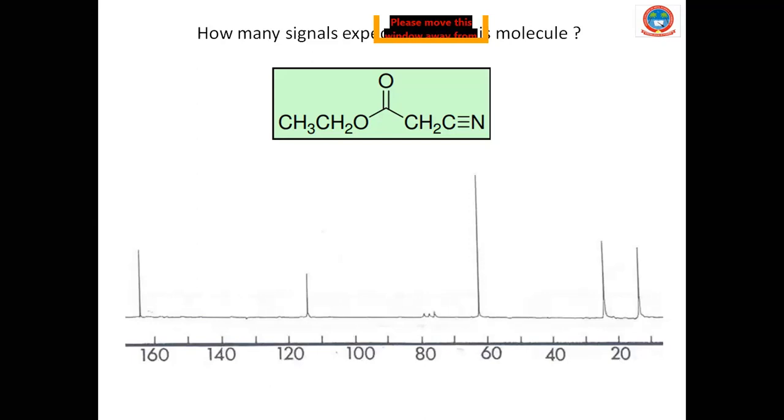You see, there are 5 peaks. Can anyone tell me what about this peak? Where did this come from? Carbonyl, sir. Very good, very nice. What about this peak at around 15 value? Sir, sp3. And around 110, which peak will that be?